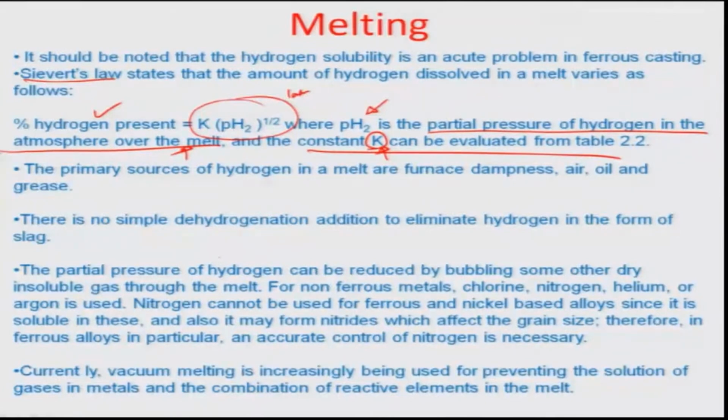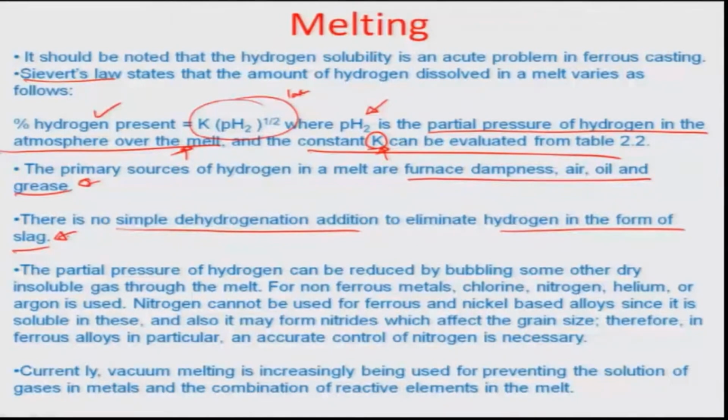The primary sources of hydrogen in the melt are furnace dampness, air and oil. I think I have mentioned this already. So, you have a lot of excess oil or air or dampness or even grease, and these are hydrocarbons, they can generate hydrogen and carbon dioxide, and these two can then get added into the melt. There is no simple dehydrogenation addition to eliminate hydrogen in the form of slag. That is another big problem. So, in case of hydrogen you have to avoid formulating it in the first place, because you can't remove it as a floating slag layer, you know.